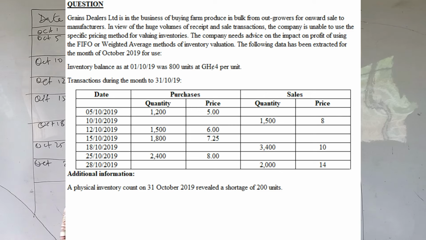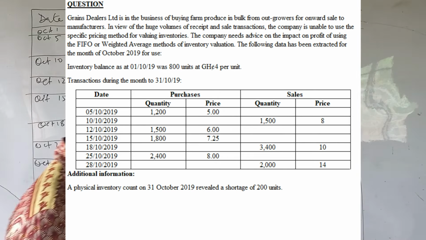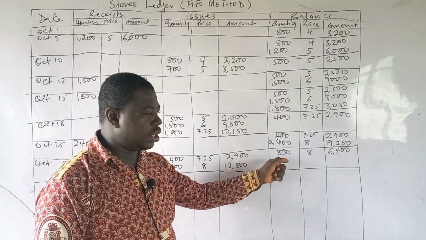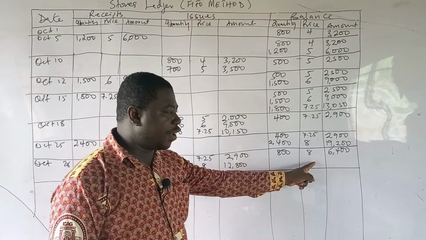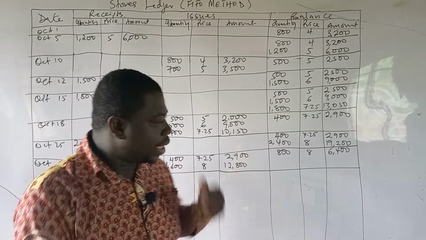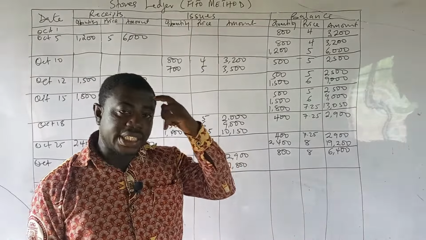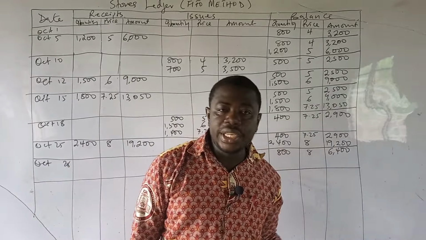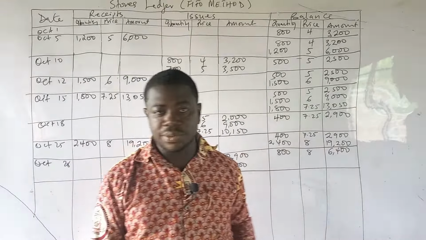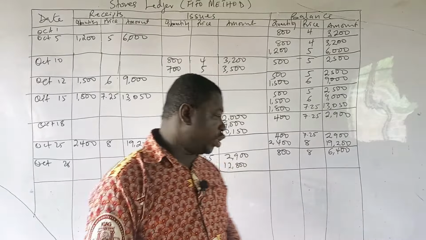But then, in the additional information, we are told that a physical inventory count on 31st October 2019 revealed a shortage of 200 units. So even though this should have been our final closing stock of 800 at the value of 6,400, because there was a shortage, whether they were stolen or whatever it is, we don't know. But all that we know is that there is a shortage of 200.